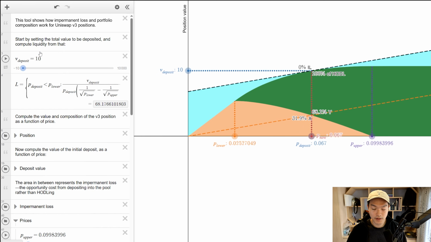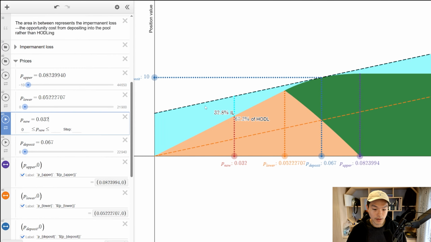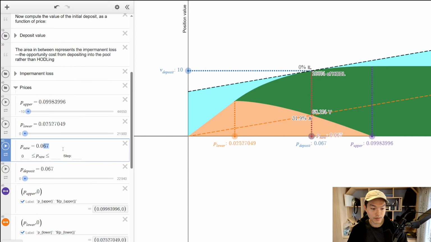So if I deposit 10 ETH, right? Same situation, price now 0.067 when I deposit it, just to compare it against what we were looking at. So in that last example, if price drops to 0.032, this guy would suffer like almost 33% impermanent loss. If we apply the same thing, 0.032, you can see I would only suffer roughly 20% impermanent loss. So much less impermanent loss. Again, you're trading less fees for less impermanent loss, right?